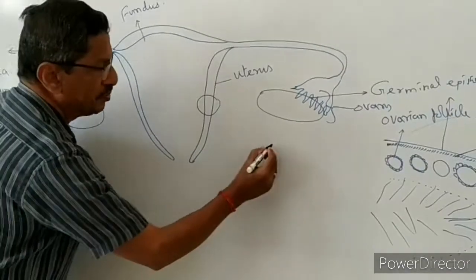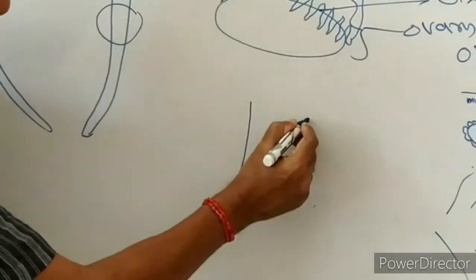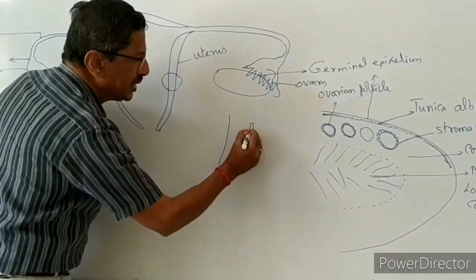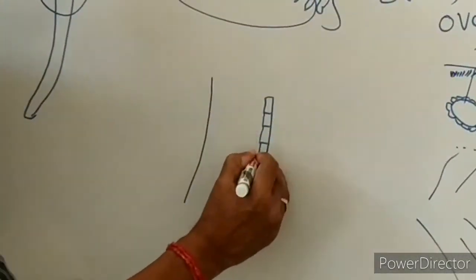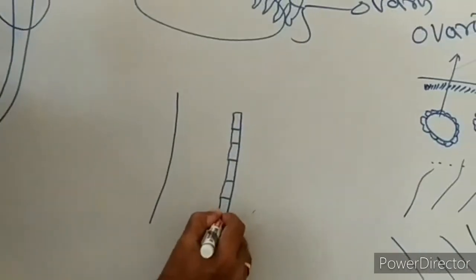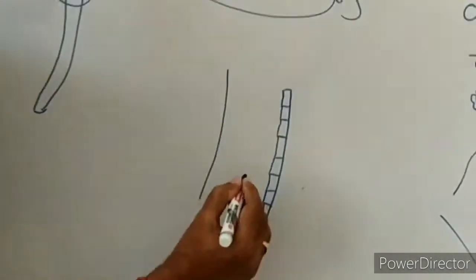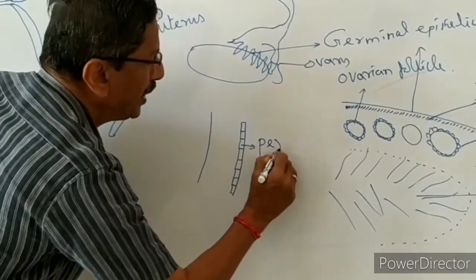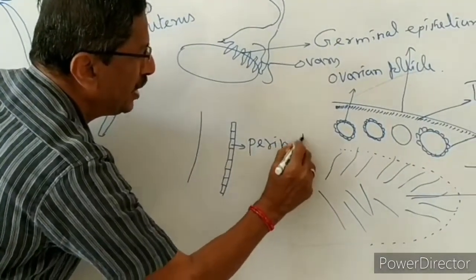I am taking a section. I am cutting it. Now this is the wall of the uterus. In the wall of the uterus, at the outermost region, there is a layer of cells. A single layer of cells we can find. All the cells are closely packed. Now this layer is called perimetrium. Peri means outer. Perimetrium.